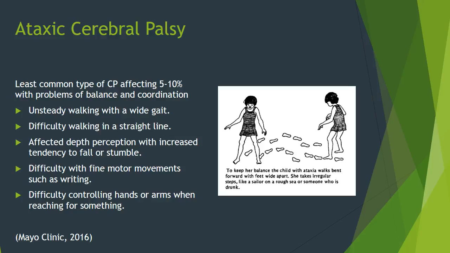The least common cerebral palsy is ataxic. It can affect 5 to 10% of people that have CP, and it comes with problems of balance and coordination. They are seen with an unsteady walk and a wide gait. They have difficulty walking in a straight line. They have difficulty with fine motor skills such as writing, and they have difficulty controlling their hands and arms when reaching for something.